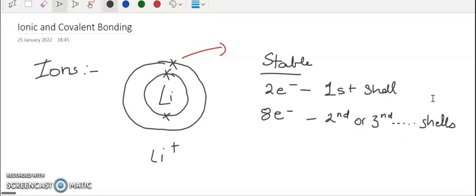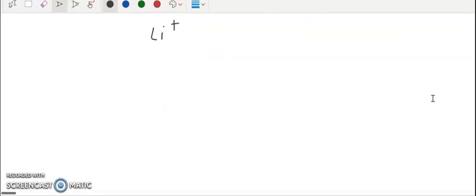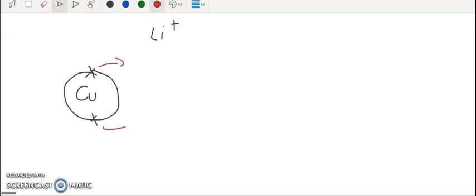If we had taken an atom such as copper, I'm not going to draw the whole atom because it'll take a long time. It has two electrons in its outermost shell. So copper loses these two electrons to become copper, and because it's lost two electrons, it'll become 2 plus.